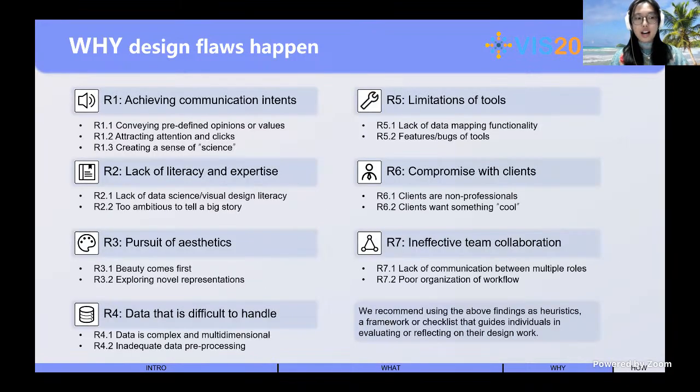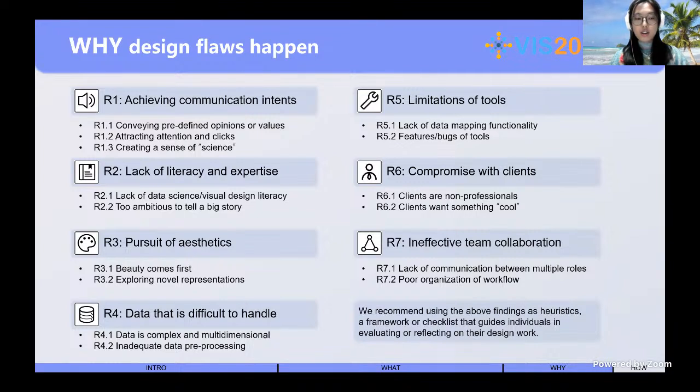So we identified 7 main reasons for design flaws. For example, R1, achieving communication intent. One participant, while reviewing a political election visualization, remarked, "Politicians always want their own data to look good and their opponent's number to be seen as low as possible." This could explain the disproportionate data to visual mapping we saw earlier in the election chart.